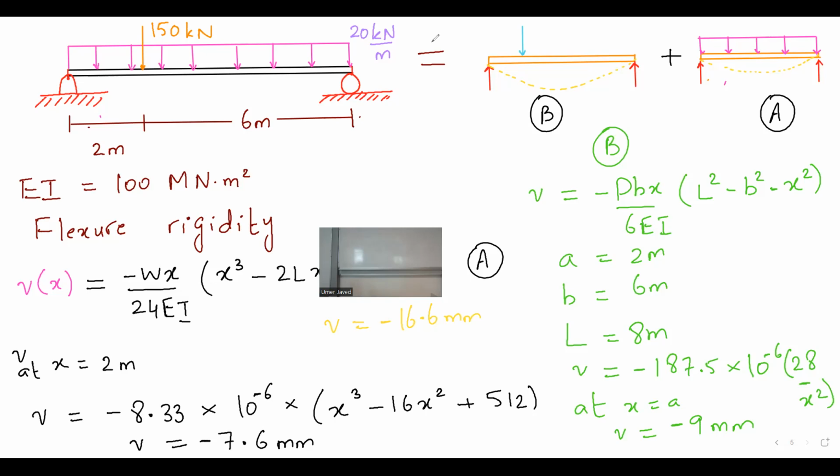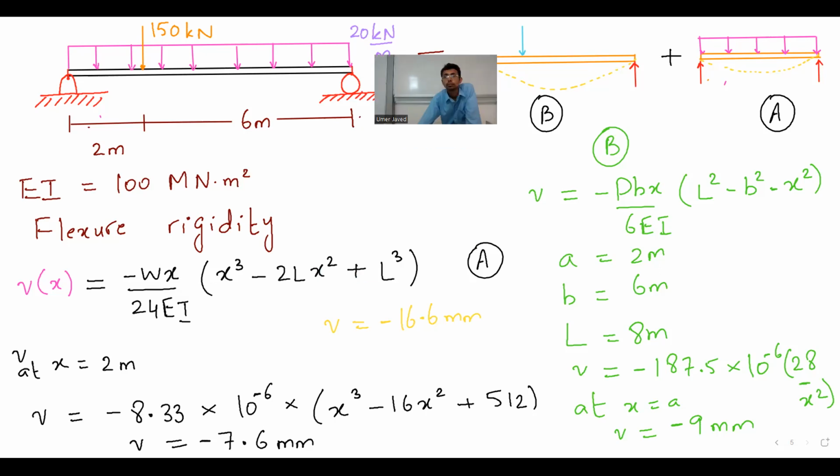My question is, we found the minus 9 millimeter, and also we found minus 7.6, so I added them together. 9 and 7 is 16, right? 16.6. So we found the deflection at 115 kilonewton, only that part. The question was to find the deflection at x equal to 2 meters.